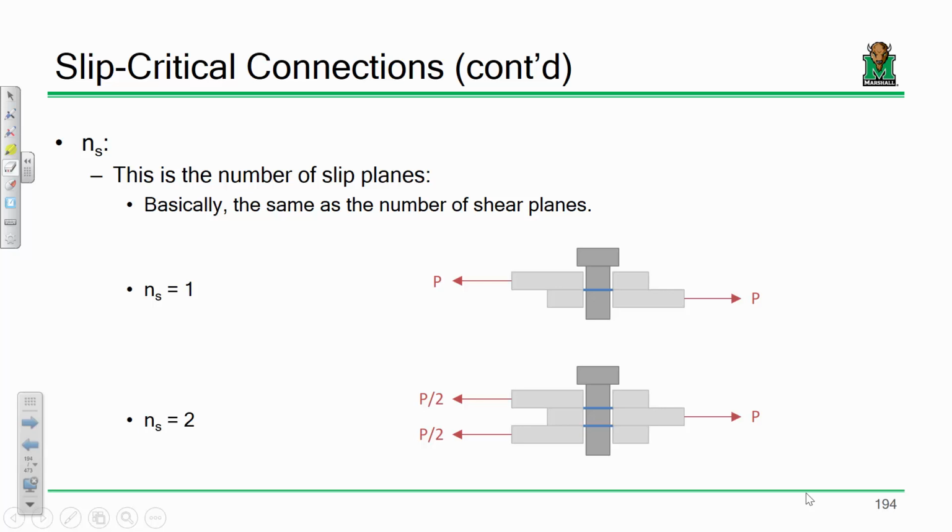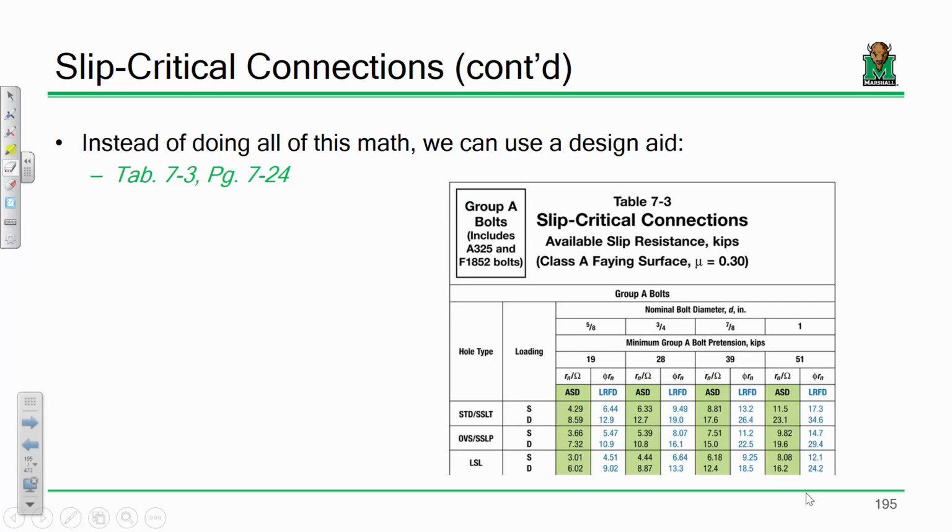And finally, our n sub s, which is the number of slip planes, is just the number of shear planes. It's the same thing, whether it's single shear or double shear, just single slip or double slip. I have one final thing I want to show you because we're running out of time. I want everybody to go back to this table right here. This is the shear strength table, so you should be at table 7-1.